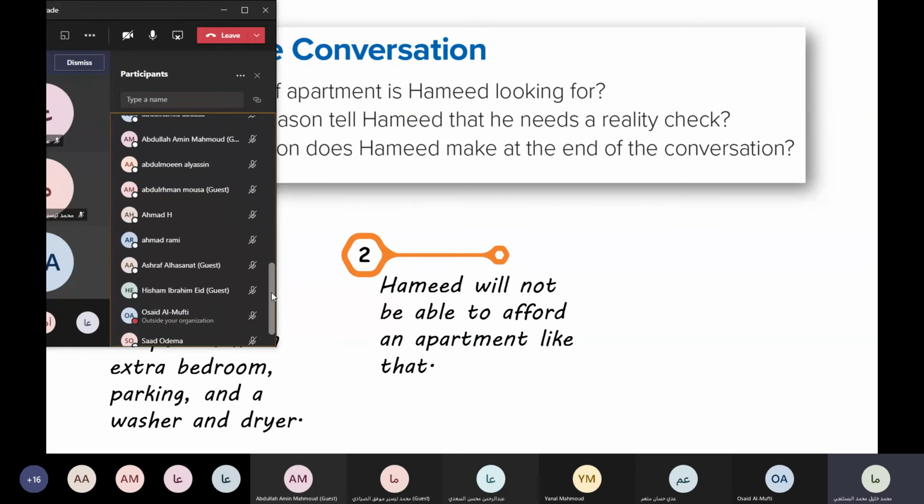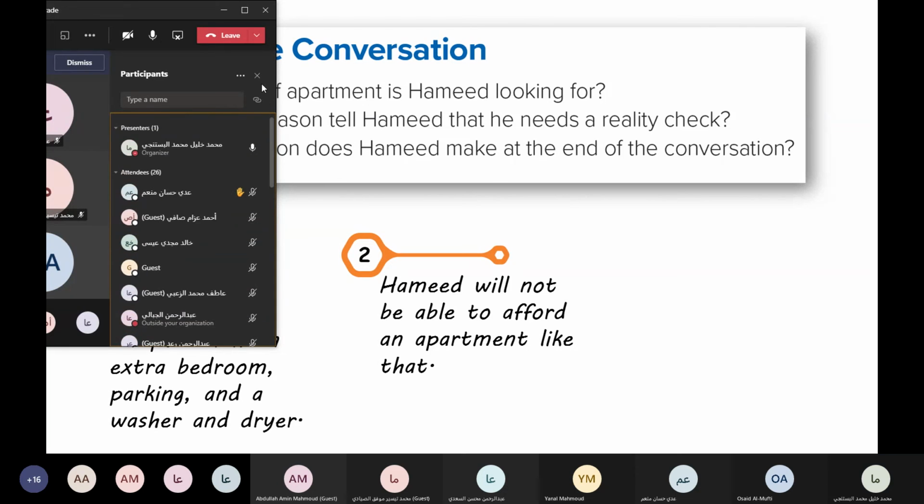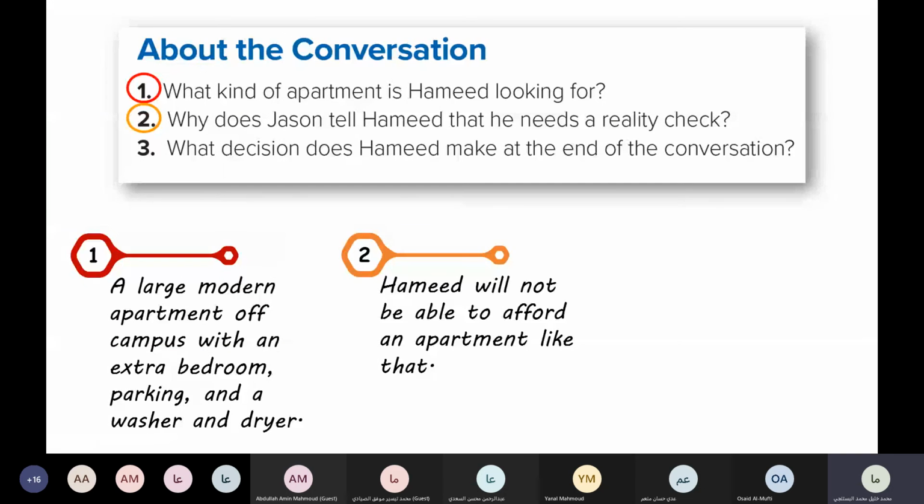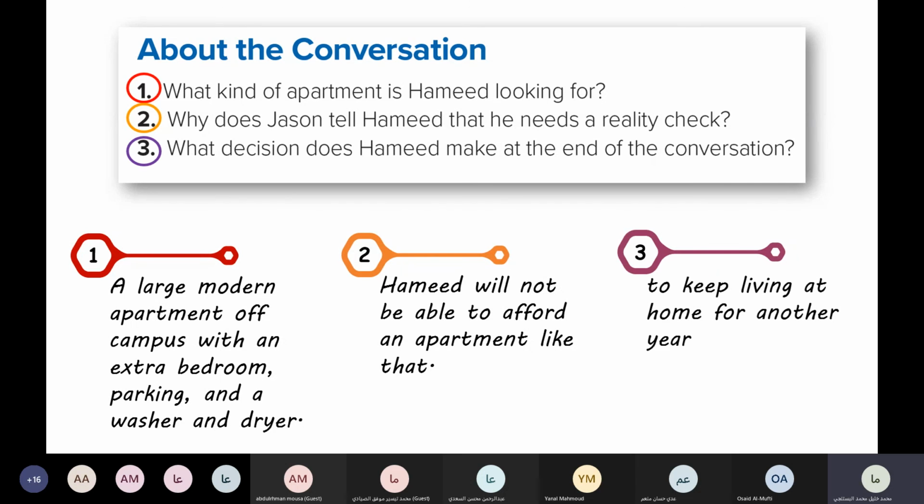Abdurrahman Musa, are you here? Yes, teacher. Read the third question, please. What decision does Hamid make at the end of the conversation? To stay with his family, I think. Yes, to keep living at home for another year, to stay with his family for another year.